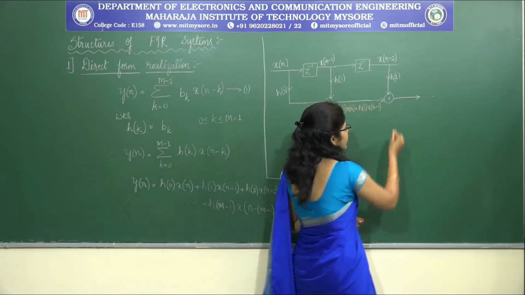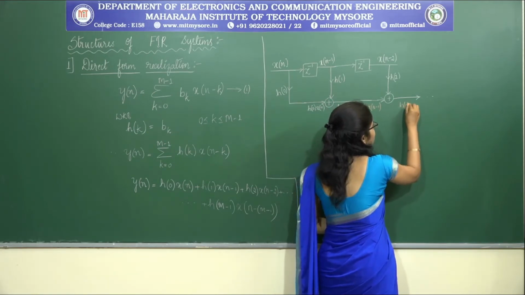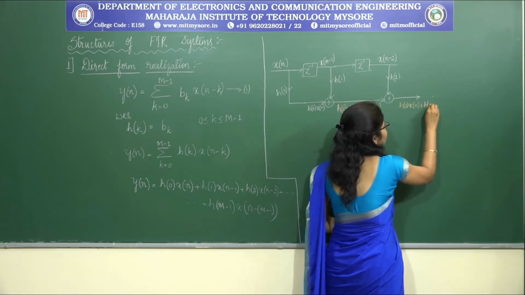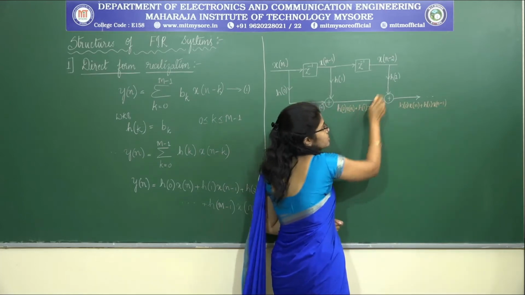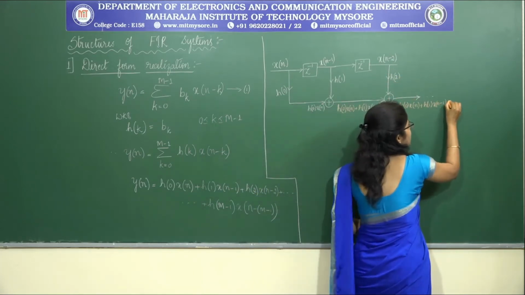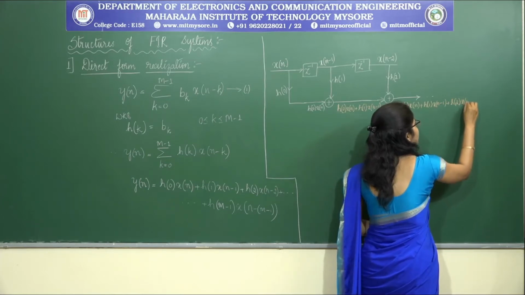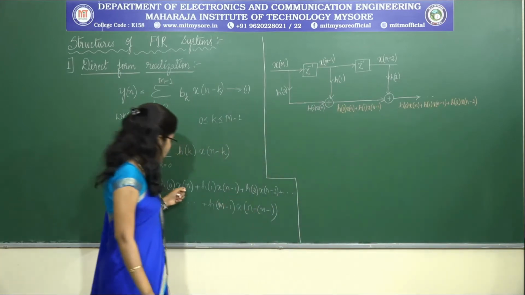This was the output of the first adder. So coming to the second adder, the output of this adder will be h of 0 into x of n plus h of 1 into x of n minus 1. So this is the first input. The second input is plus h of 2 into x of n minus 2, correct? So we got these parameters.